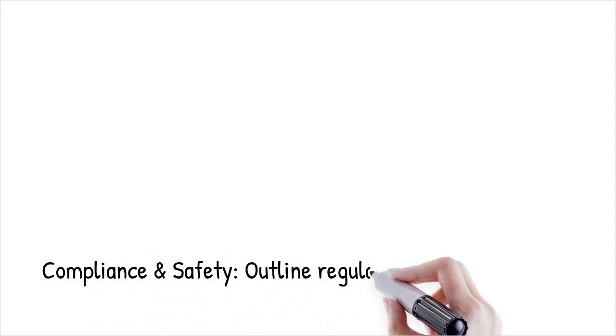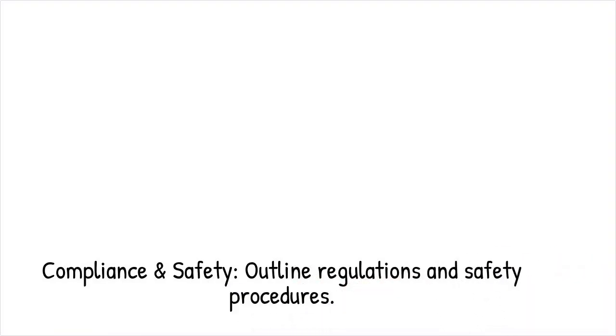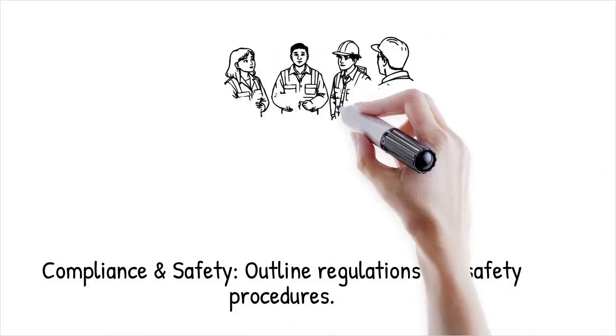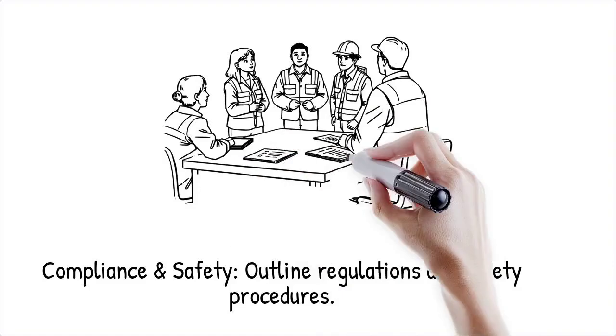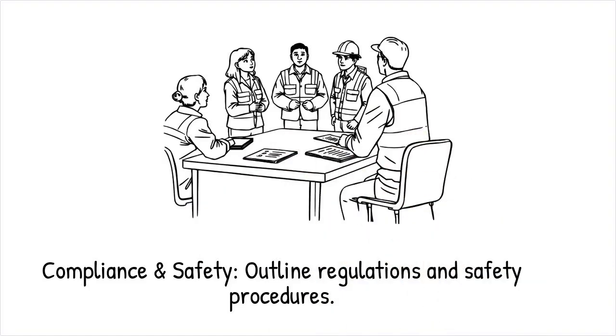Now let's talk about compliance and safety guidelines, a crucial aspect of any operational manual. Outline relevant regulations and industry standards your company must adhere to. Detail necessary safety procedures to protect your workforce and your business. Keep this section updated with legal requirements and emergency contact information.